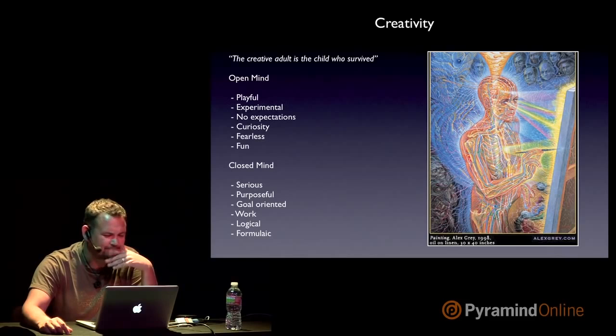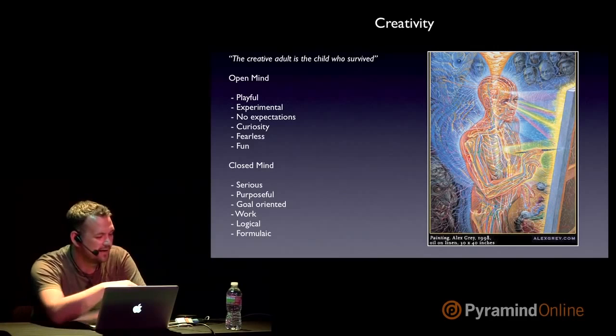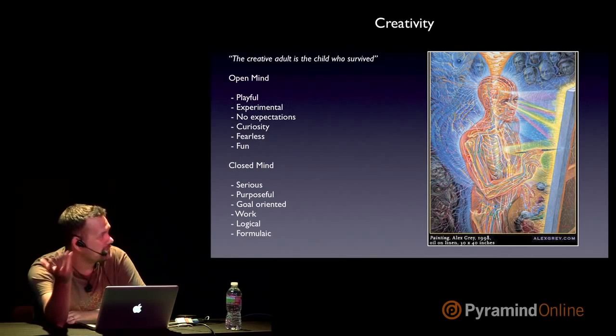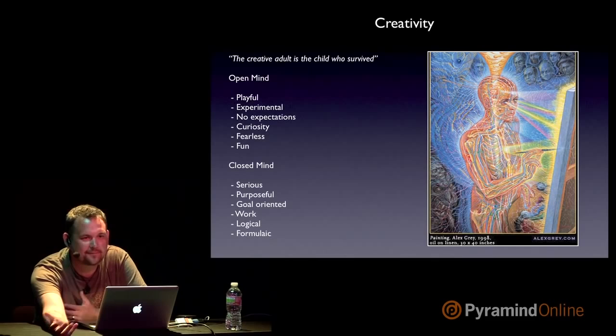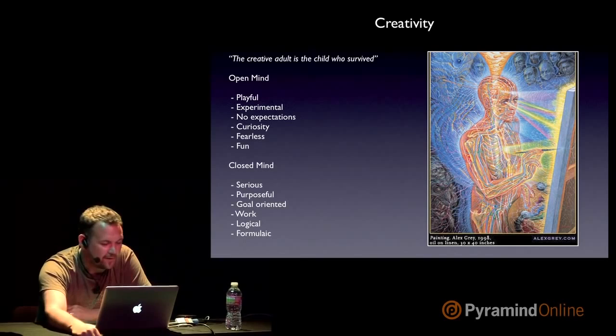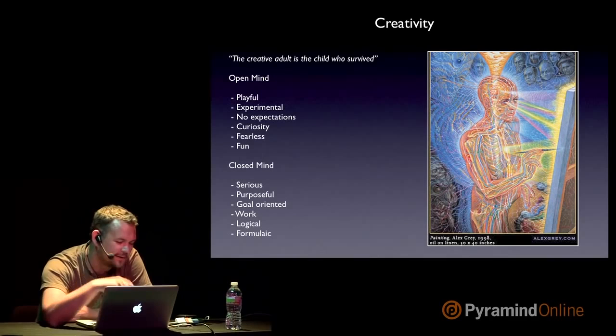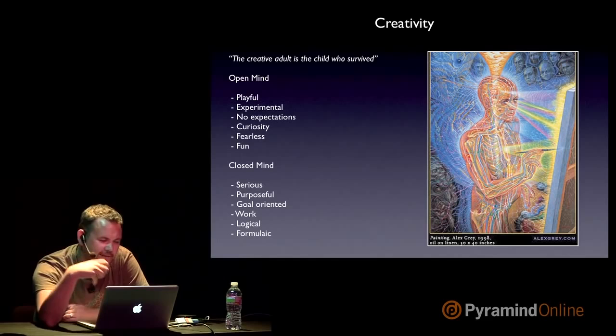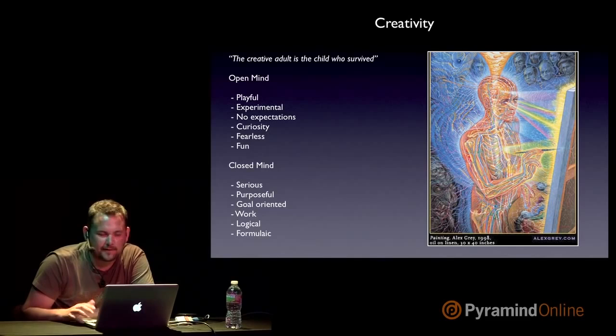They distinguished between what they called an open mind state and a closed mind state, characterized by these attributes. An open mind would be playful, experimental, with no expectations about what's going to happen as a result of your actions. You're just doing it out of curiosity. It's fearless and fun. Whereas people who couldn't be creative so much were more serious and goal-orientated, very logical and formulaic, a left brain, right brain kind of thing.